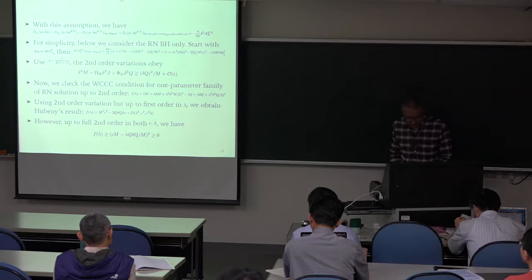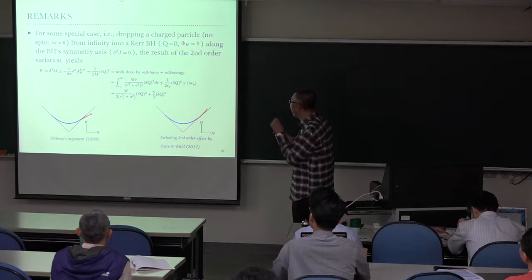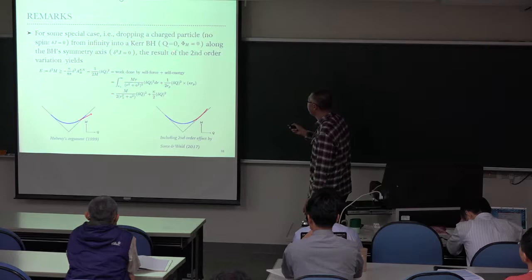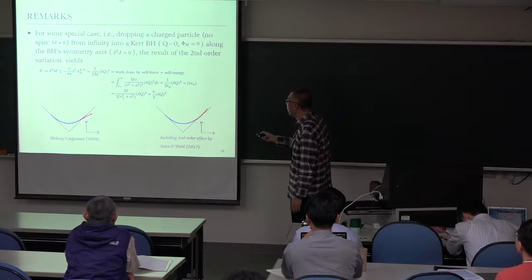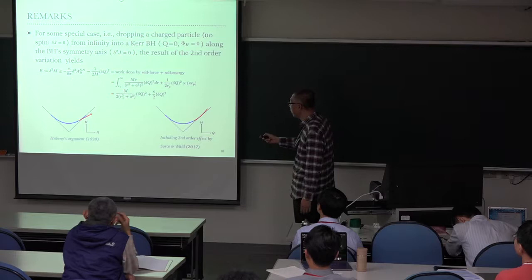So it's also remarkable. So we can consider a particular case. This particular case is like I drop a charged particle from infinity to a Kerr black hole. Because it's a charged particle, there is no spin. And we are falling into a Kerr black hole, so there is no charge, so no chemical potential. And we drop this particle along the symmetric axis. So the second order change from angular momentum would be equal to zero. Then your energy conservation at second order is very simple. It simply just looks like this. And you get this answer.